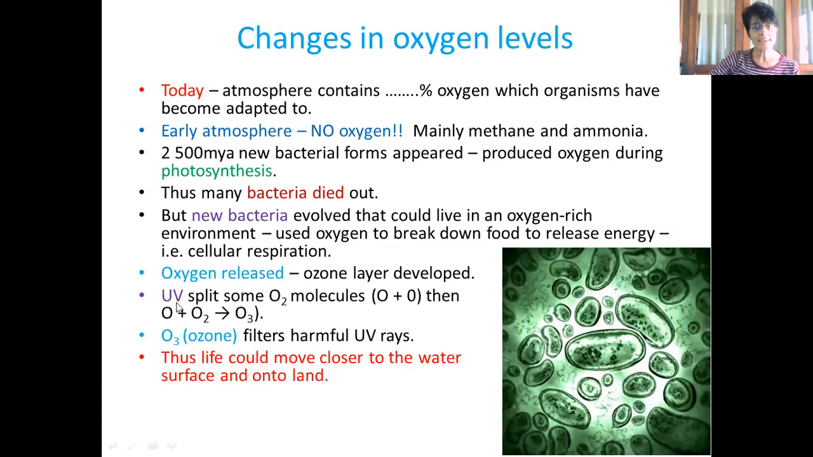So UV rays would have split some of the oxygen molecules into single oxygen atoms, and then those would combine with other oxygen atoms to form O3, which is ozone. And we now have that protective blanket, that shield around the Earth, which is a natural greenhouse effect. We need warming of the Earth in order to have photosynthesis and life as we know it.